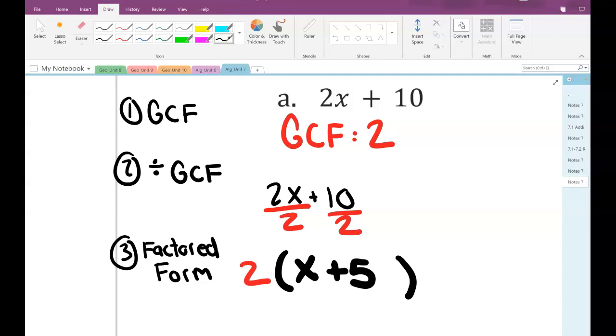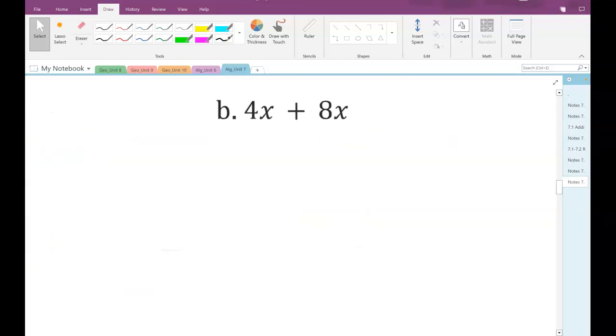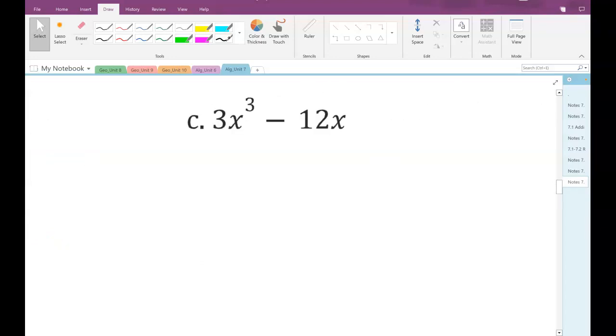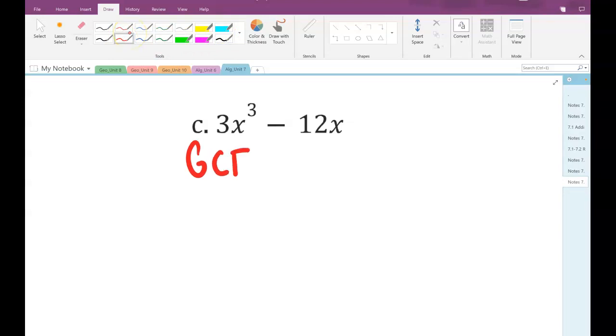Use all words. So let's do another example. We're just going to keep practicing these until they stick. We're actually going to skip B. B is a bad example. We're going to do C. So let's do our numbers first. What's the greatest common factor between 3 and 12? 3. 3 goes into 6, but 6 doesn't go into 3. So 3 goes into both evenly.